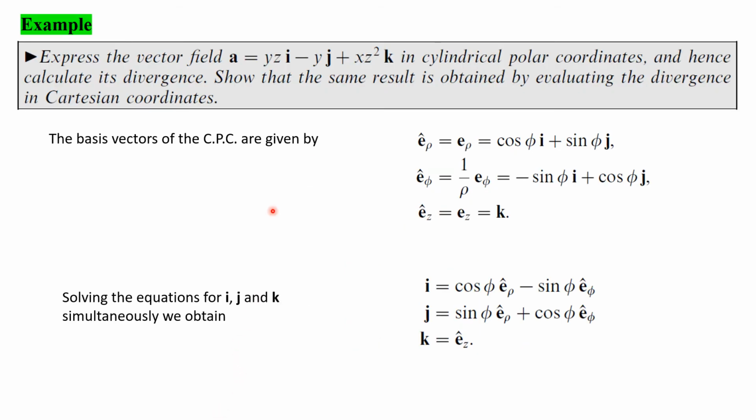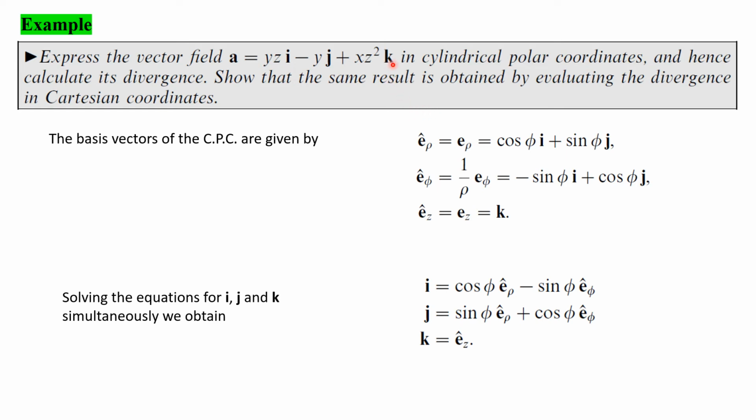So let us have an example. Express the vector field A = yz i − y j + xz² k in cylindrical polar coordinates, and hence calculate its divergence. Show that the same result is obtained by evaluating the divergence in Cartesian coordinates.